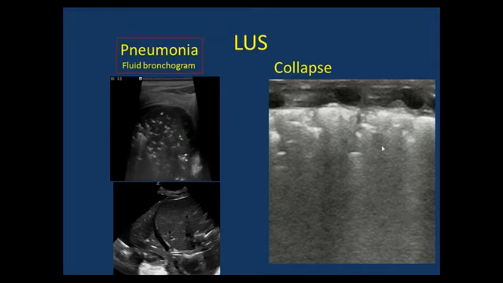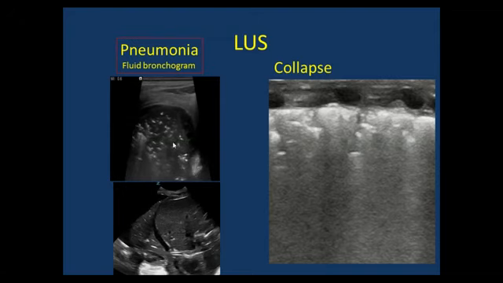And then we mention air bronchogram. When the pleura appears interrupted, not as a continuous, well demarcated line, and you have echogenic circles below the pleura. These circles are reflecting air bronchogram, and this is an infant with lung collapse or severe RDS with lung collapse.